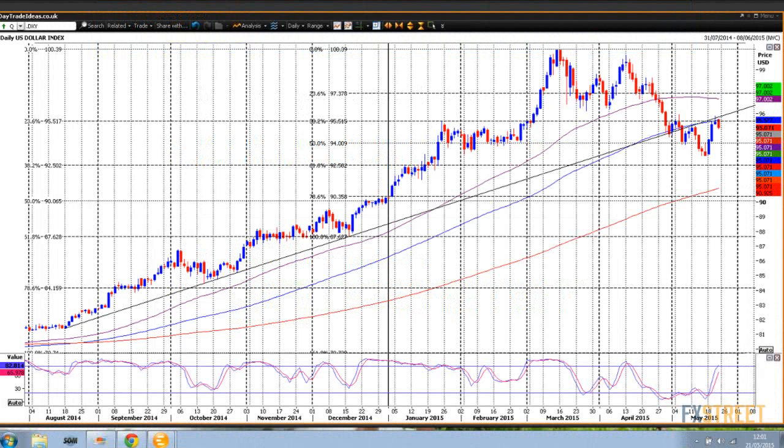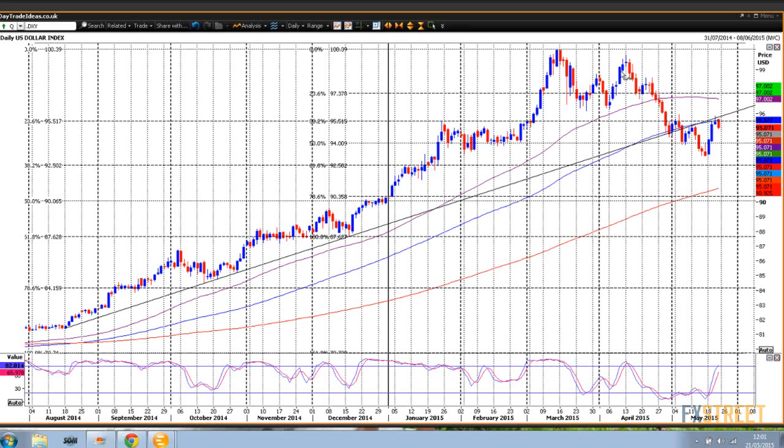Okay, so I'm going to kick off with the dollar because it's pretty much the main focus of attention for markets at the moment. This is the dollar index, which I've written a couple of articles on lately, so you may have read them. But if not, it's just trading really, really nicely from a technical perspective, at least.